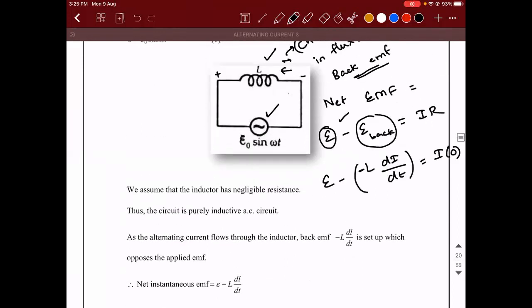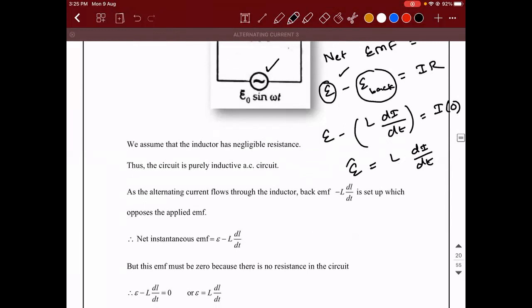Sorry, wait. The minus sign is already included. Yeah. So E minus L into di by dt is equal to I into 0. So what will happen is E will be equal to L into di divided by dt. So what is the value of EMF, guys?